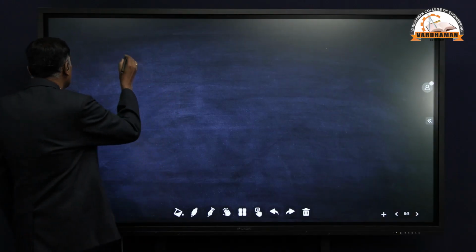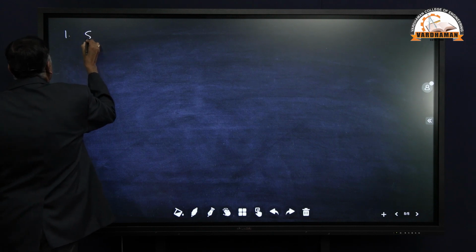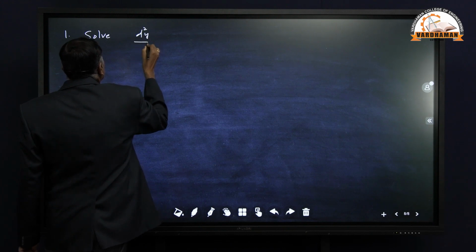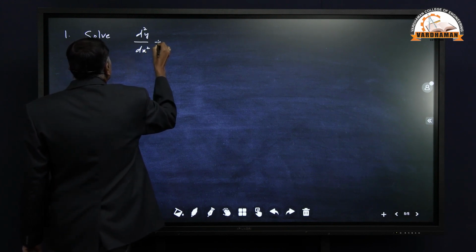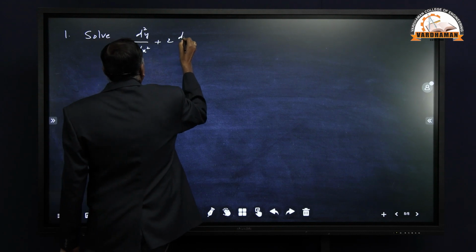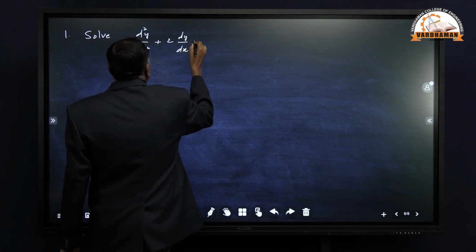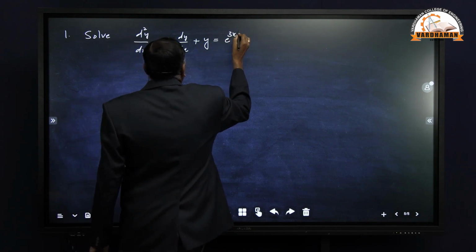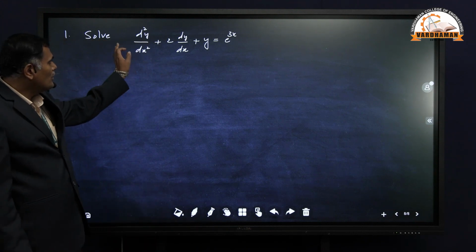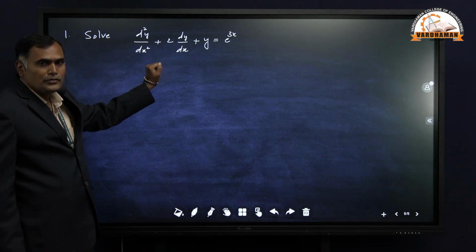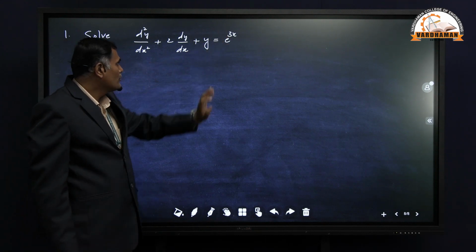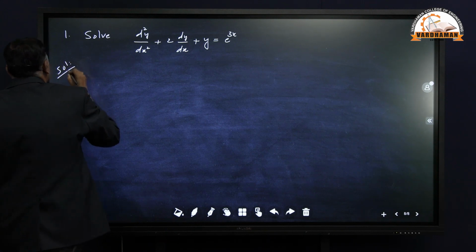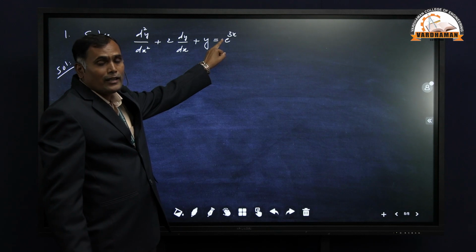Let us solve this problem. Let us solve this differential equation. Clearly it is a linear DE with constant coefficients, and here on the right hand side we have e power 3x, so Q is nothing but e power 3x. In this case we use method 1 to find the particular integral.